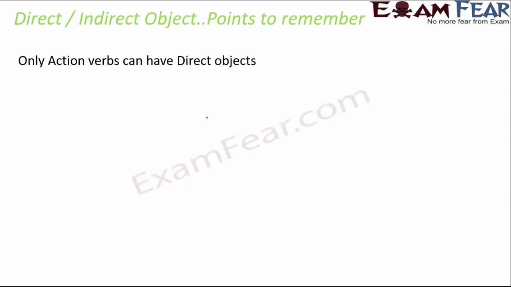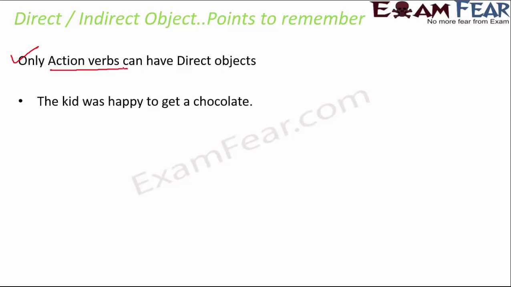Now there are a few important points to be remembered with regards to direct and indirect object. The first important point is only action verbs can have direct objects. Now this is very, very important. The moment I take this example, it will be clear to you. Let's say you have a sentence: the kid was happy to get a chocolate.